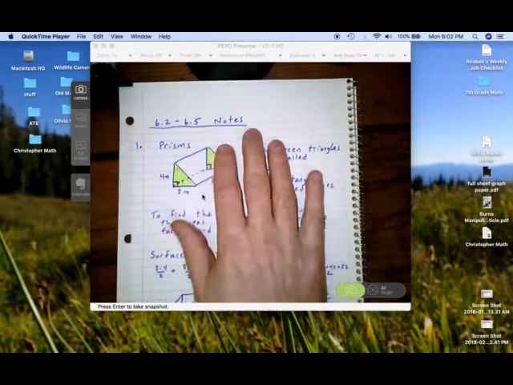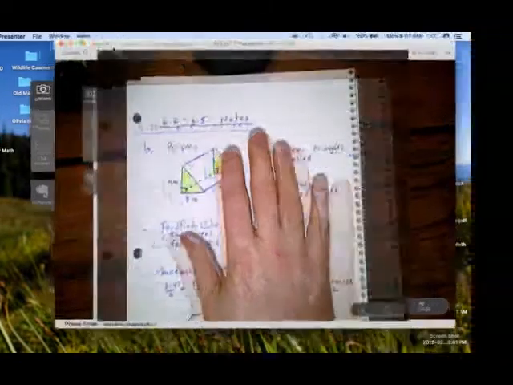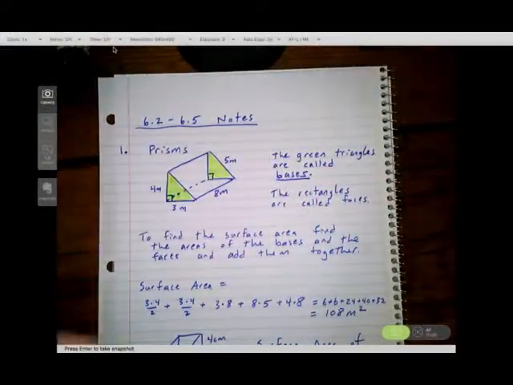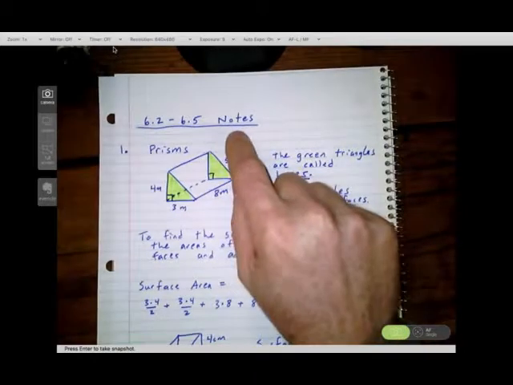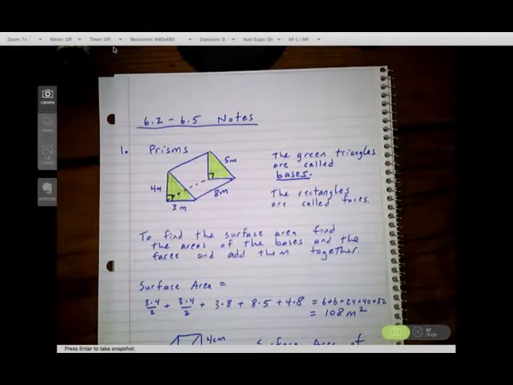All right, folks, these are going to be the notes for sections 6.2 to 6.5, and we're going to be doing the whole chapter here in one video, and in pretty much a few different assignments, 4 different assignments, and we're going to do it all this week. And it's not so bad. Okay, what we're going to be doing is finding surface area.